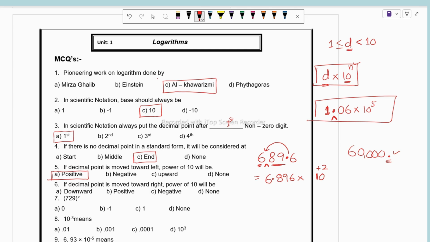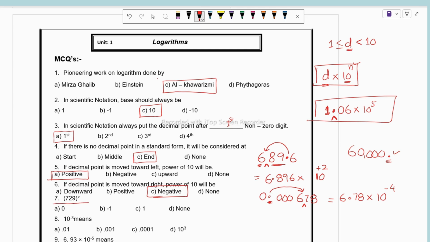But if we move the decimal towards the right, I am giving you one example here. Let's suppose we have this number. Here you can see that the decimal is here and I have to move this decimal after the first non-zero digit, meaning I will move it towards the right. How many digits will I move it? 1, 2, 3, 4. So the scientific notation will become 6.78 times 10 raised to the power minus 4. So if we move the decimal towards the right, then the power will be negative.